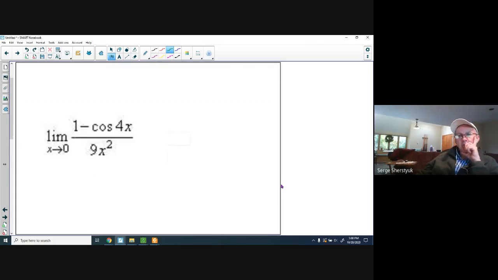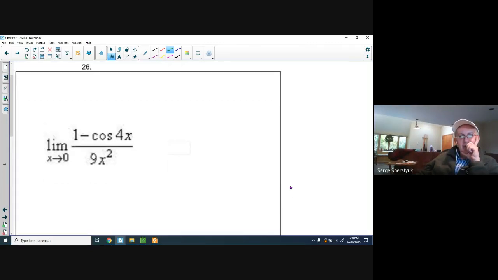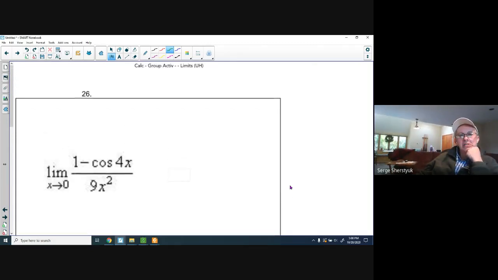So when I look at this problem, I realize it's kind of ugly. But what you should be reminded of is this: 1 minus cosine of x, over x, and the limit of this as x goes to 0 is 0. Okay, so how can I rearrange this to get something like that?